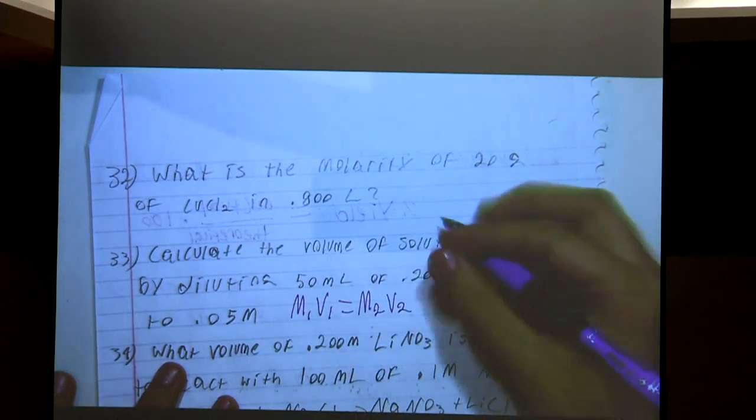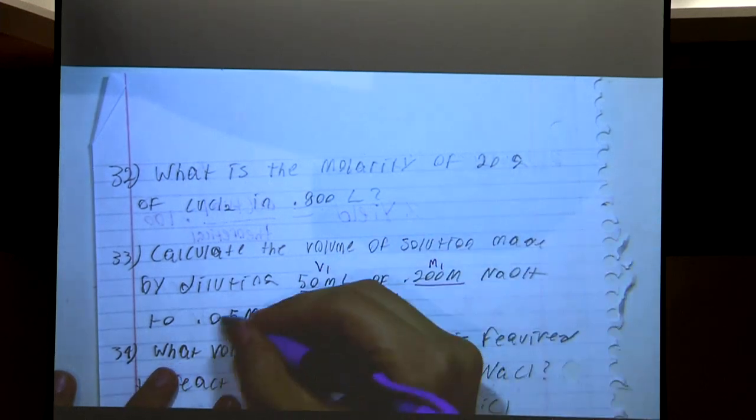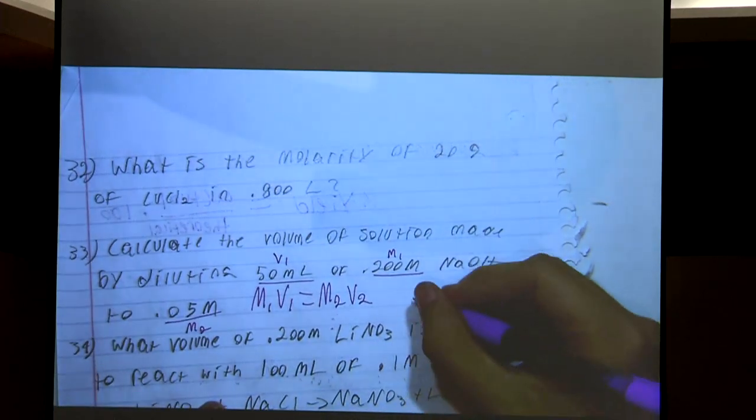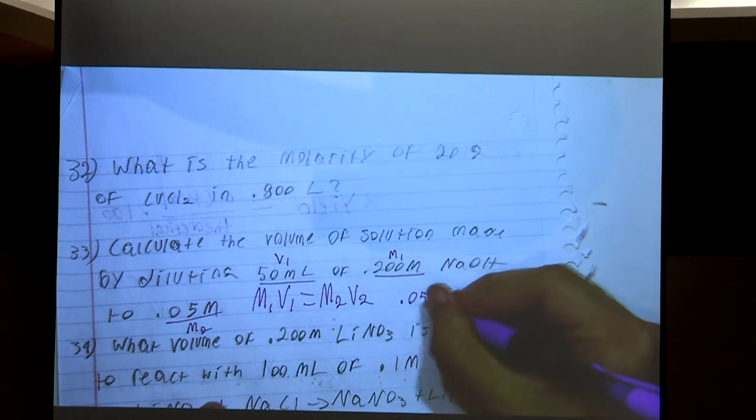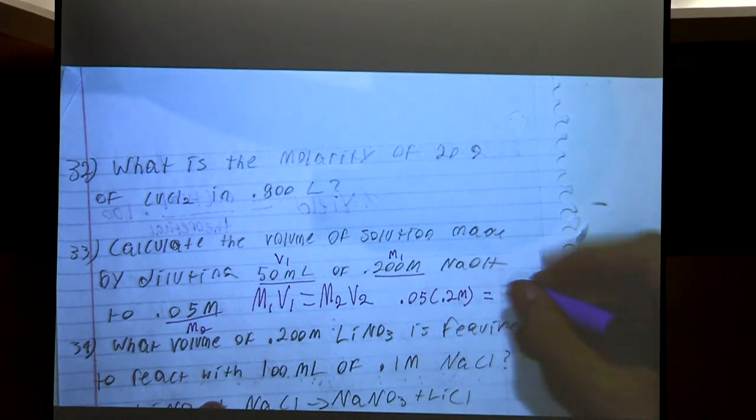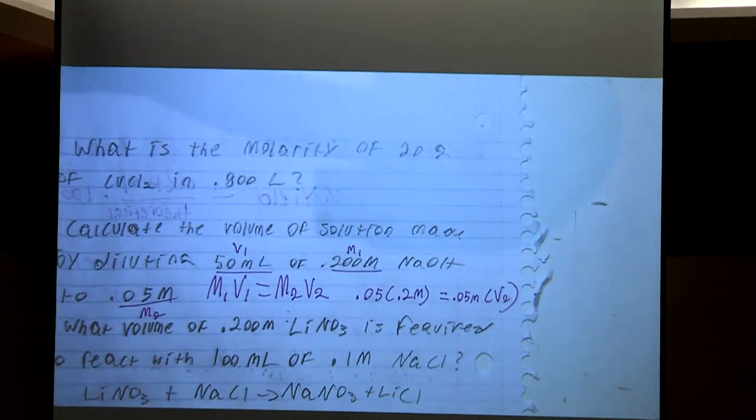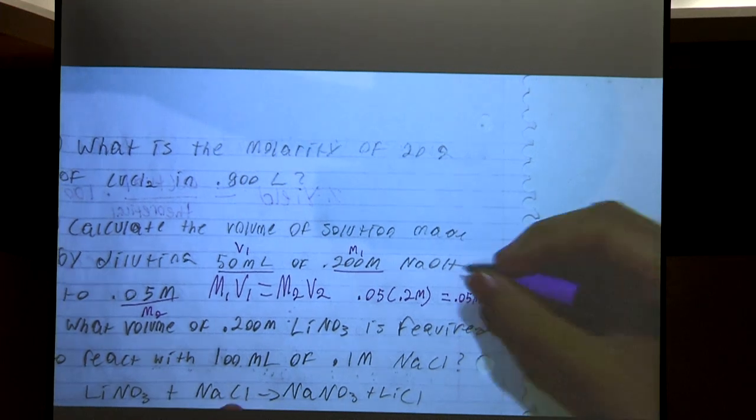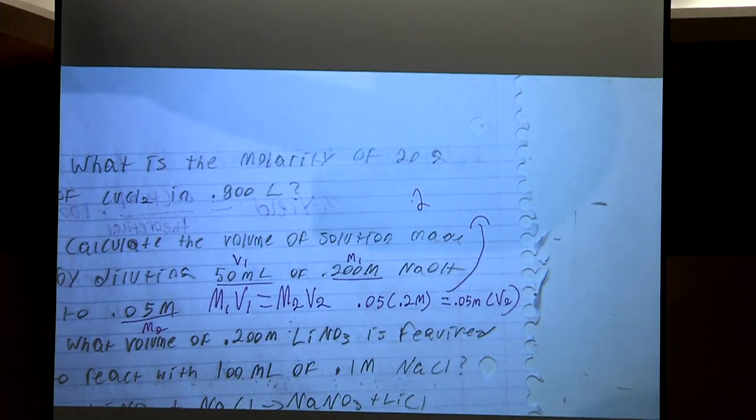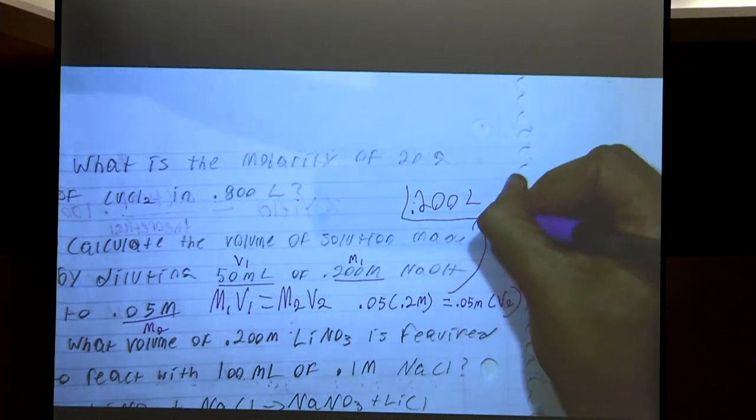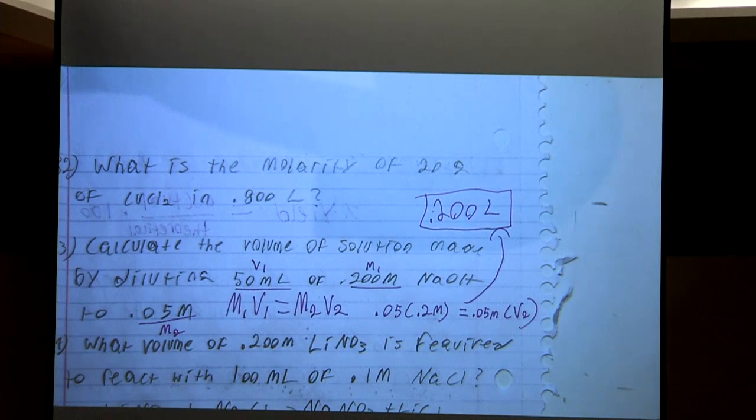So you just take, this is M1, this is V1, this is M2. So remember we have to convert to liters, so that's 0.05 liters times 0.2 molar equals 0.05 molar times volume 2. So you get that your volume is 200 liters. Or 0.2 liters. 0.200 liters. So anytime you see dilution, you should be thinking M1V1 is M2V2. And you'll be given 3 of the 4 variables, and you'll just have to find the 4th.